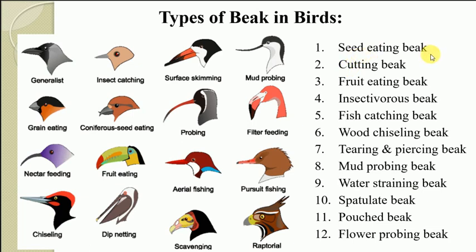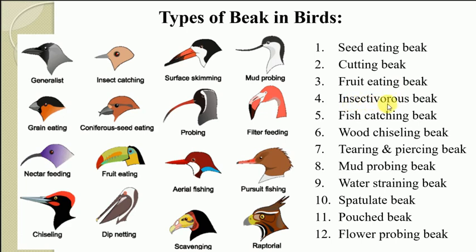The seed-eating beak, which is known as the granivorous beak, is the characteristic beak present in seed-feeding birds like the sparrow, finch or cardinal. Then the second one is the cutting beak, found in birds like the crow. Then the fruit-eating beak is characterized by having a hook at the tip for piercing the fruit, and is present in birds like the parrot and the kingfisher.